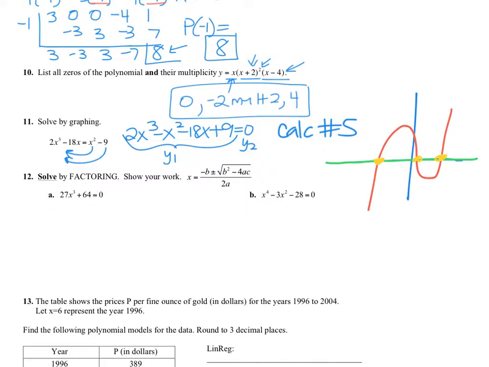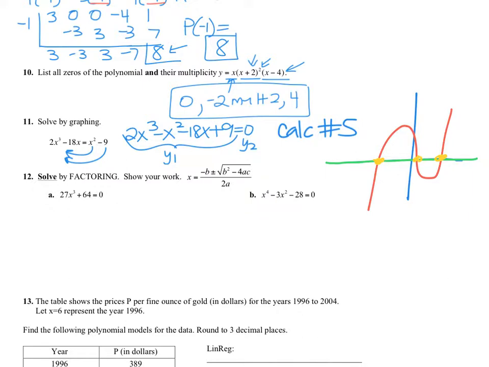Okay, go to y equals 2x cubed, is that it? Yeah. 2x to the third minus x squared minus 18x plus 9. And then here we have 0. Hit graph. Okay, there's 2 graphs there. Yours show up because of the calculator that you have. Mine doesn't. All right, so now we're going to calculate.